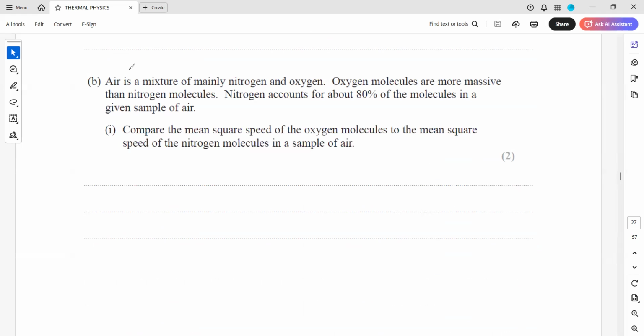Next: air is a mixture mainly of nitrogen and oxygen. Oxygen molecules are more massive, and nitrogen is 80%. Compare the mean speed of oxygen molecules, because the temperature is the same. This is the same example which I gave. If different types of gases are in the same container at the same temperature, they will have the same kinetic energy. The kinetic energy of the particles will be the same, but because the oxygen molecules have more mass, the oxygen molecules will move at a lower speed.